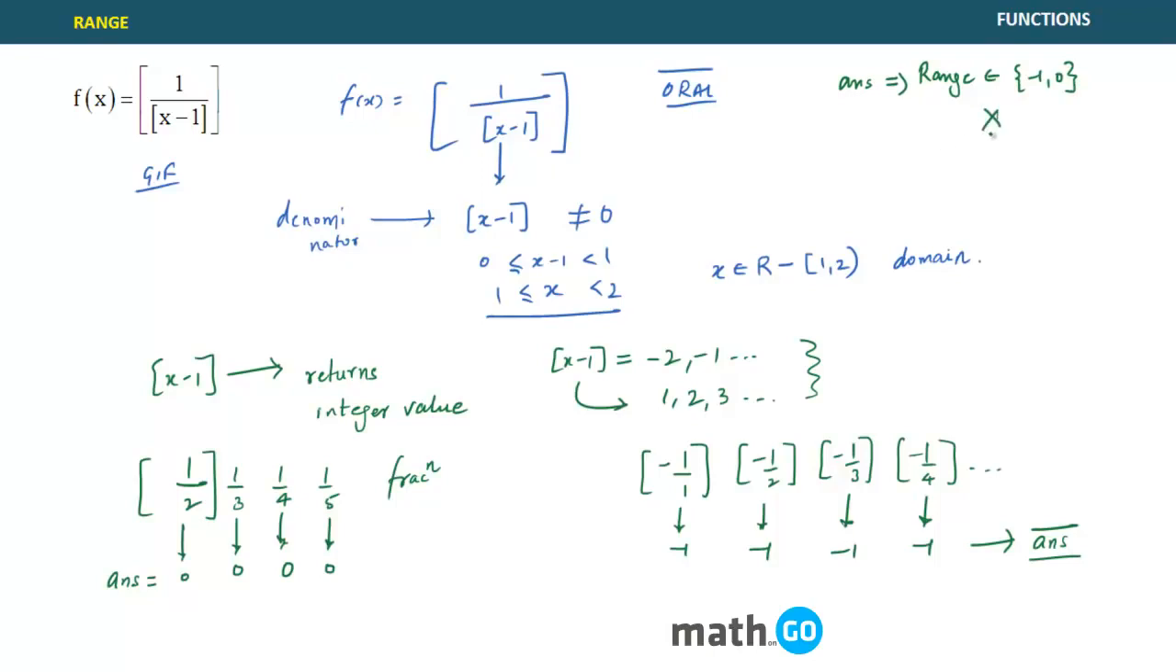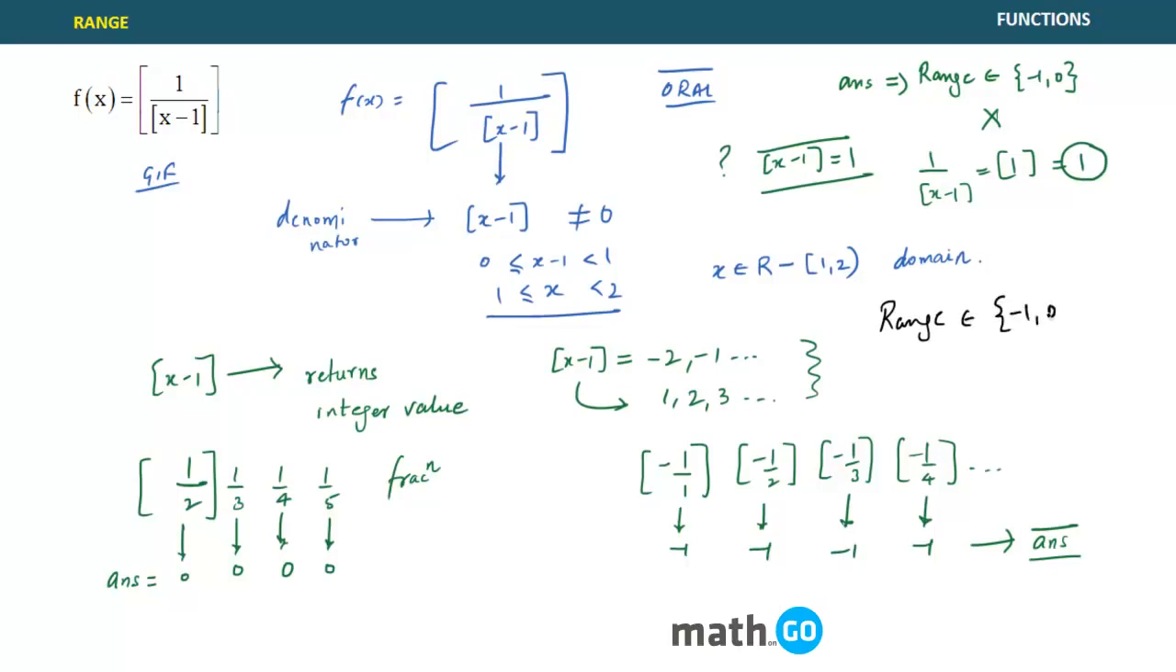But this is the wrong answer. Why? We have still missed one component. What if this particular value becomes 1, right? We know that this will become 1 at 2. So if we take the reciprocal, this becomes 1 upon this, which will equal 1, and the GIF of this will also be equal to 1. So that means it can also return you the answer 1. So the final answer to this particular problem is, the range of this function is nothing but three values: -1, 0, 1. This is the answer we are looking for. I hope this problem is clear now.